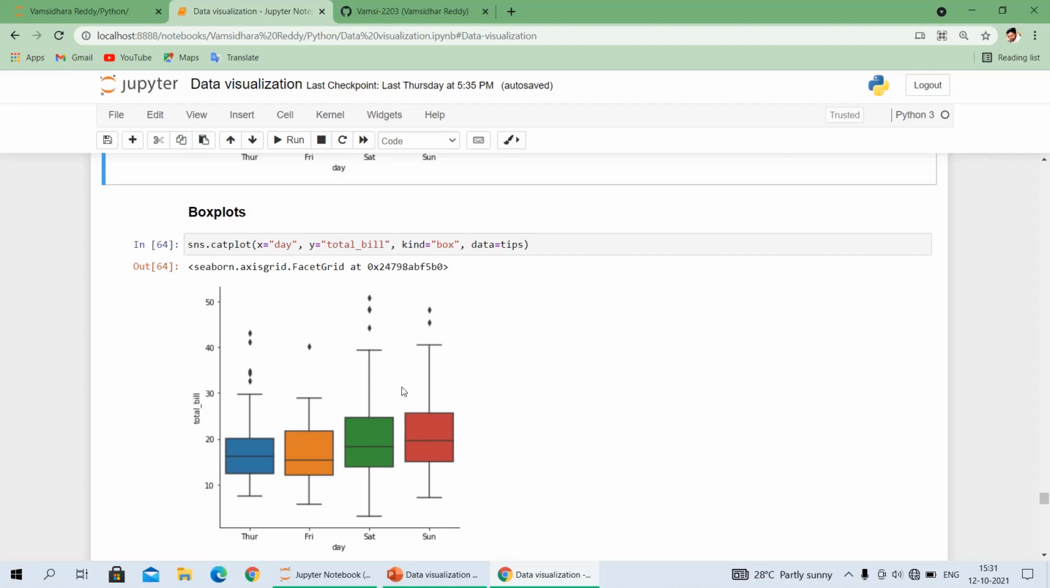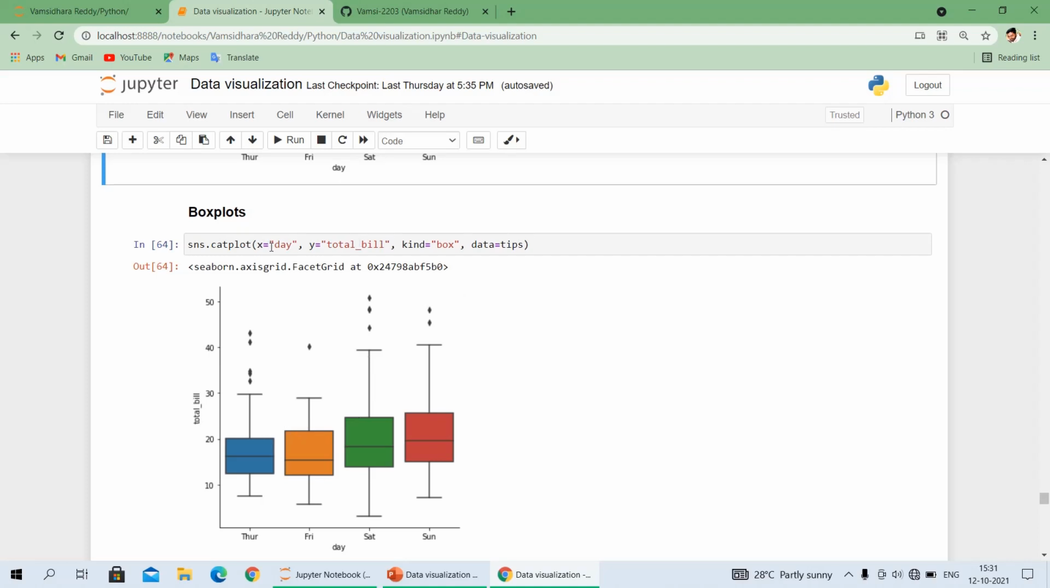So we can write this code as sns.catplot also. We can write this code as sns.barplot also. There are small differences in the steps, but all these methods are for executing box plots.